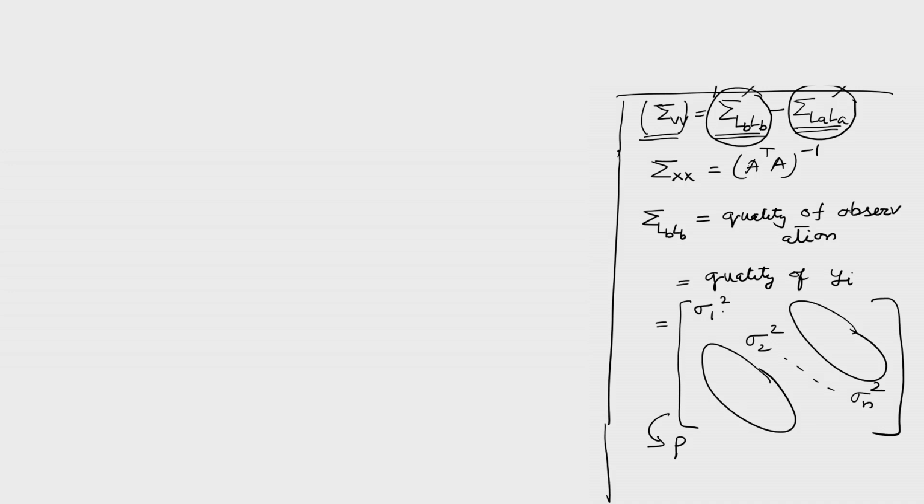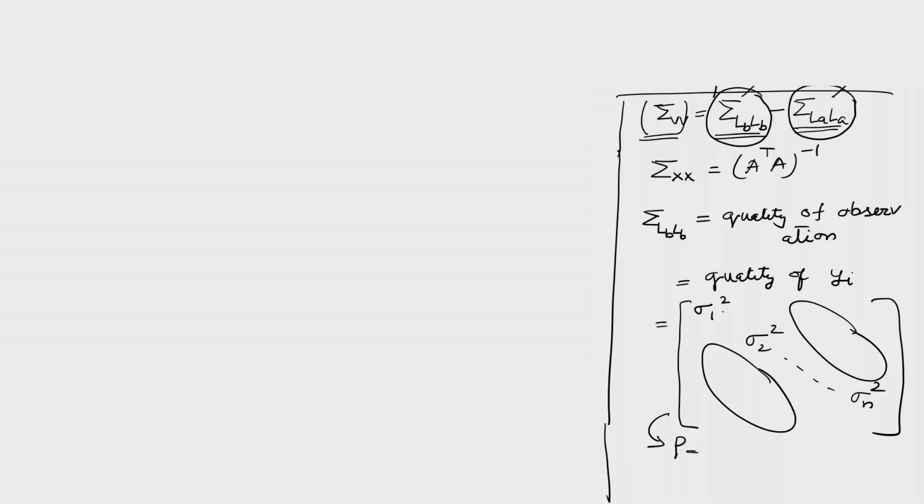That is the meaning here. Then how can we construct the P matrix using the sigma values of the observation? Remember, these sigma values are for y1, y2 and yn, because for x we assume that there is no error in the x.